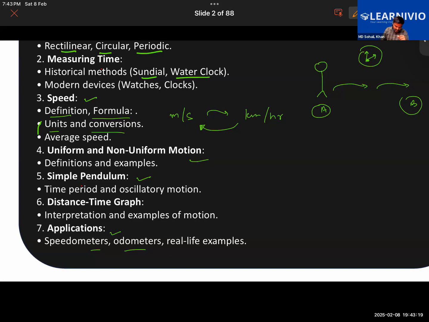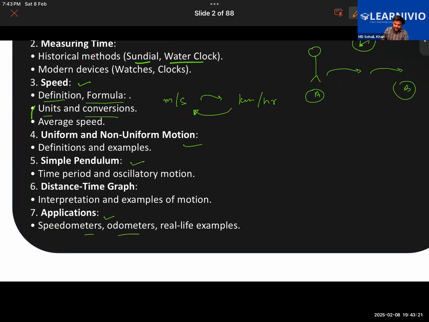Okay. Further, we have learned about the working of the pendulum. In the case of the pendulum, we learned about oscillation and how we can calculate the time period of a simple pendulum. So we'll be doing some numerical questions on the simple pendulum also. Further, we have learned about the distance-time graph of uniform and non-uniform motion. I will be drawing some distance-time graphs. Okay.